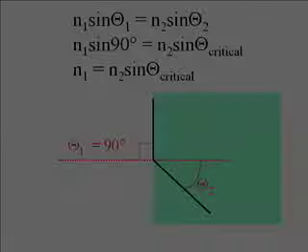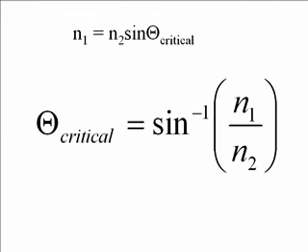And if we solve for it, then we can say theta sub critical is equal to the inverse sine of the lower index over the higher index. And you can try this, calculate this, please, for water, in which n sub 1 is 1.0 and n sub 2, the n of water, is 1.33, which also, of course, is the n of aqueous in the eye.